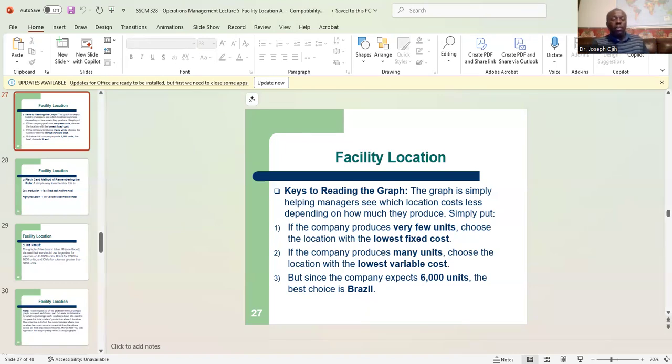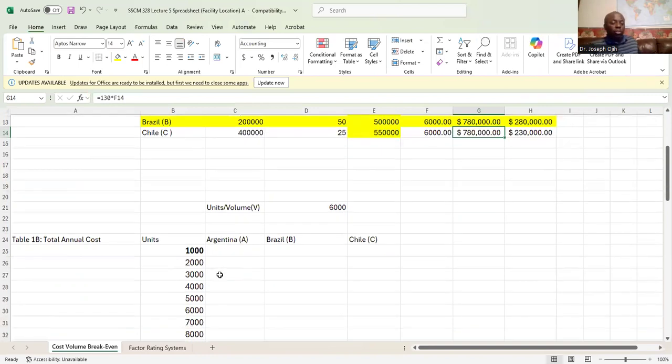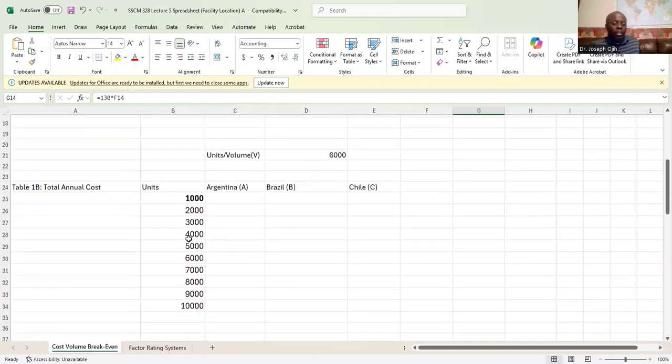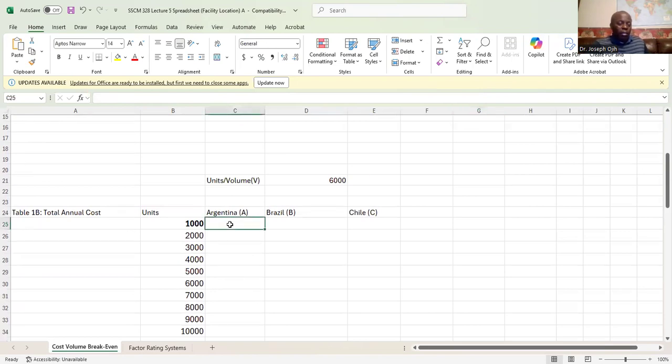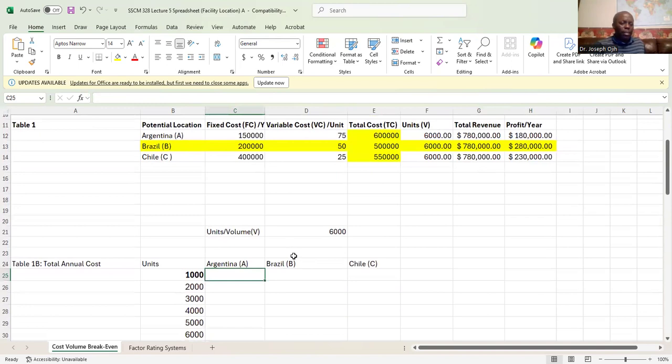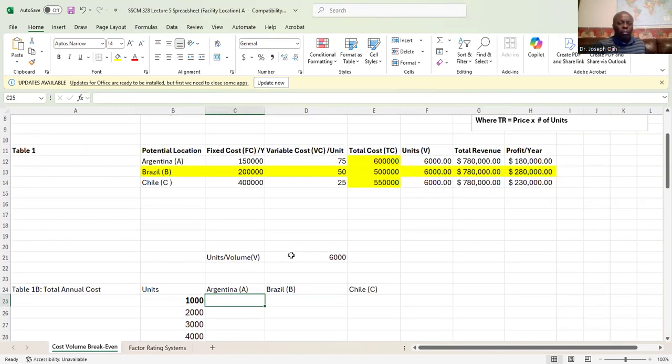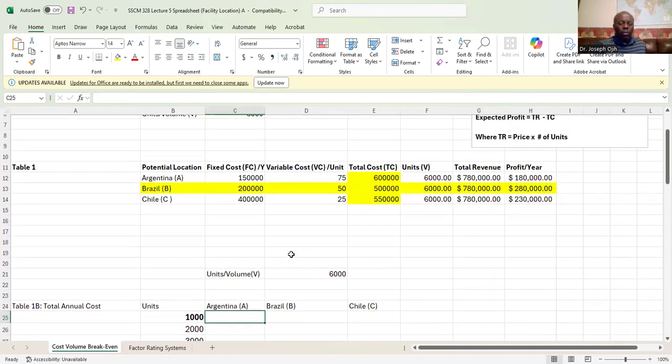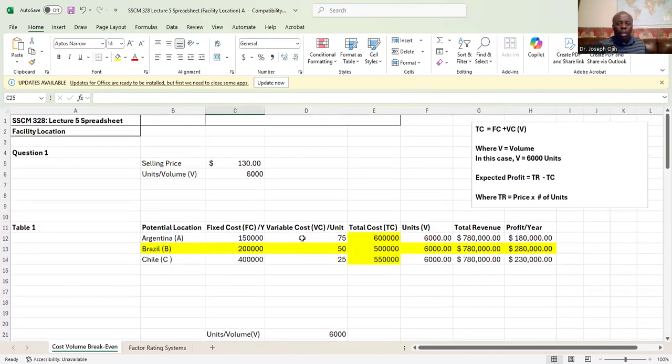We need to calculate the total annual cost for Argentina, starting from 1,000 units, which is the smallest, to 10,000 units, which is the highest. So we can now get the formula for that: total annual cost. Total annual cost would be fixed cost plus the variable cost times volume.